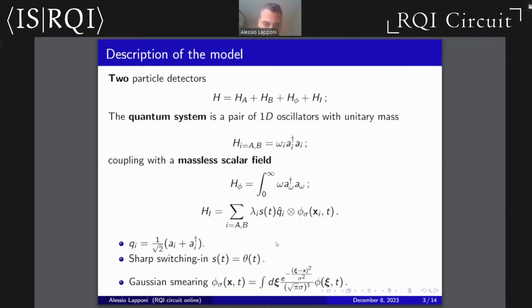As the observable of the detector, I'm considering an analog of the position operator of the one-dimensional oscillator. As a field observable, I'm considering the field operator, but with a Gaussian smearing. In this way, it's like considering the two detectors to have a Gaussian profile in space. Since we are talking about two static detectors, we don't expect any change in this shape, since the two detectors are static.